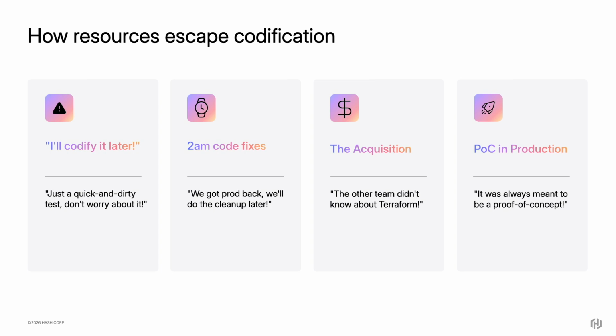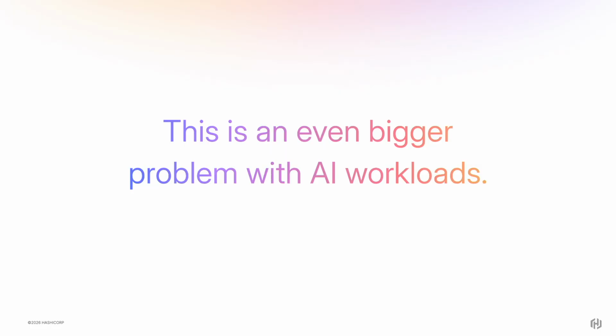Point of this list isn't to prevent these situations. You can't. You absolutely can't. They are going to keep happening. The point is to have a fast path back. And this is even worse when you're running AI workloads. Not agentic loops to generate code. No, actual GPU resources for your AI, LLM, and machine learning infrastructure.